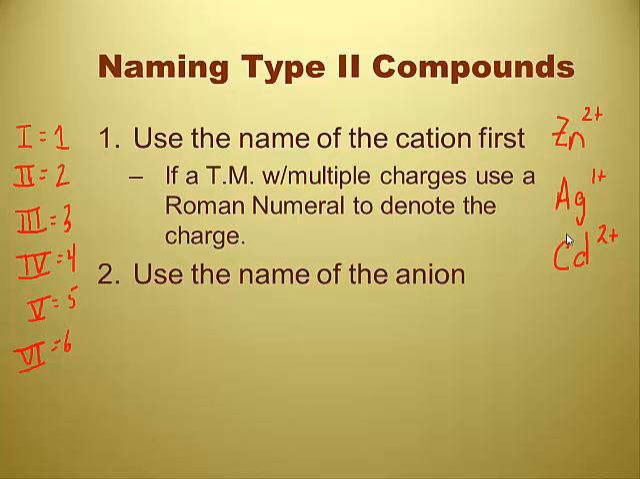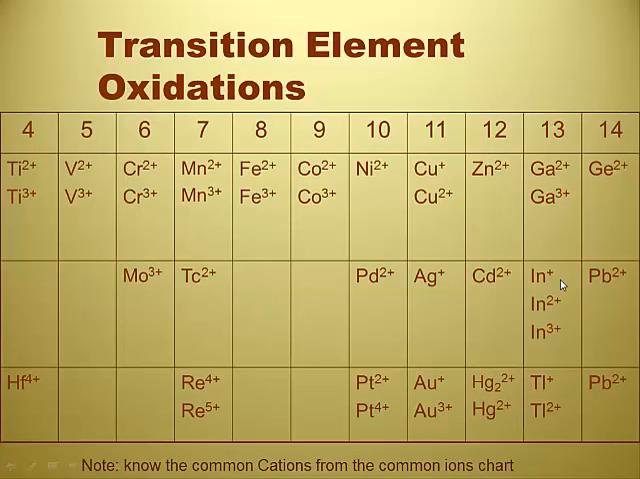Then they use the name of the anion after that, and we use an IDE ending. So the only difference in the naming is just a Roman numeral, and it's because we're using a transition metal that has multiple charges. And these 3 are the only 3 transition metals that we're expecting them to recognize not to use a Roman numeral with.